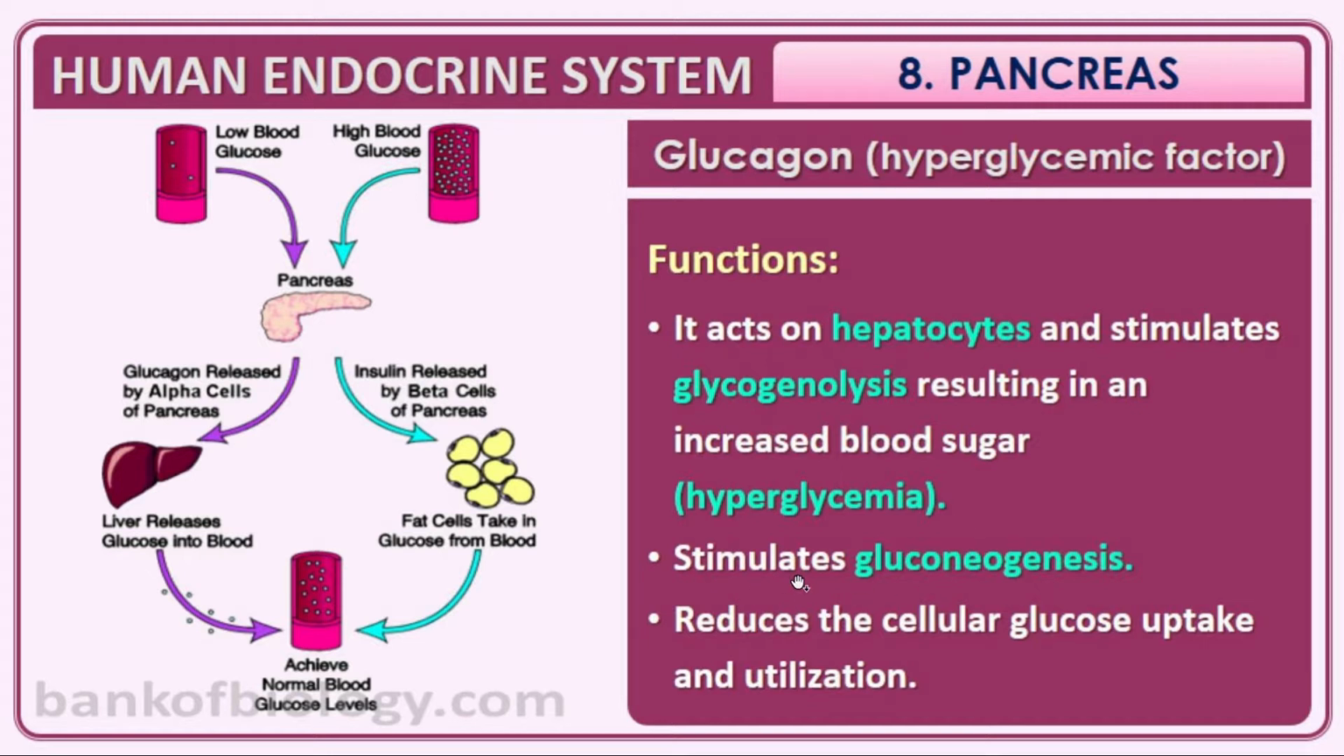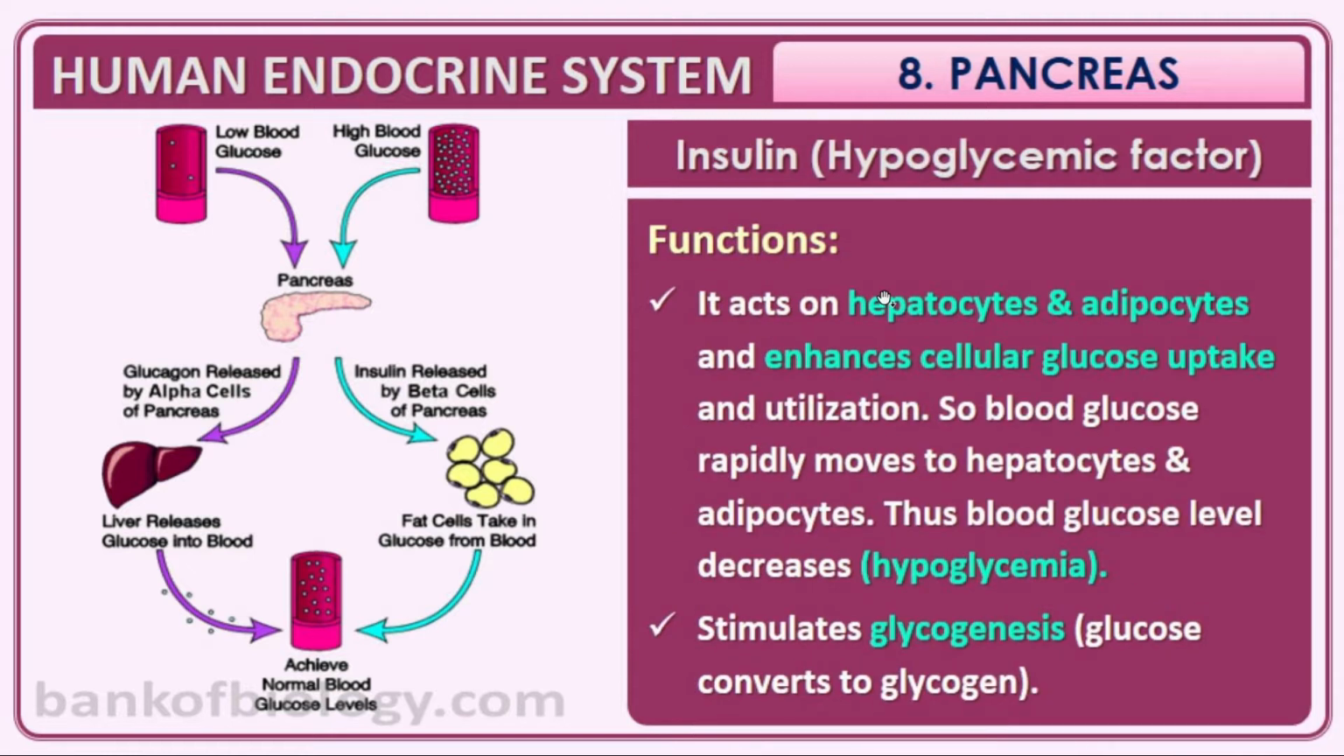And it stimulates gluconeogenesis and reduces cellular glucose uptake and utilization. Is it clear? These are the functions of glucagon. Glucagon is secreted by the pancreas. Another hormone secreted by the pancreas is insulin. It causes hypoglycemia. Hypo means less, hyper means more. Hypoglycemia means a lower sugar level.